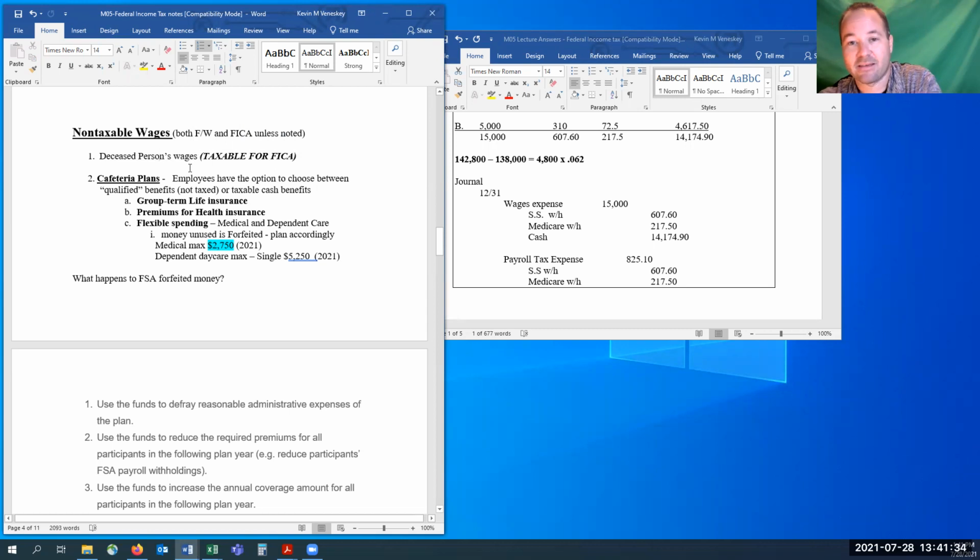But the bad thing is Social Security didn't think that was such a wise idea, and they still tax you for that. So you're still taking money out for Social Security purposes for a deceased person, just not for federal.